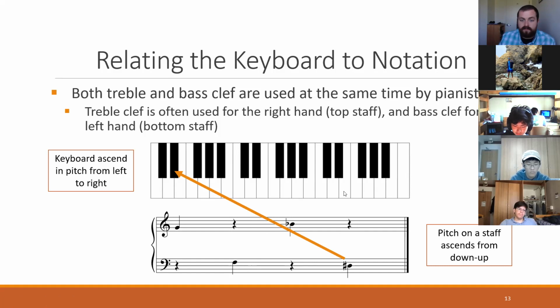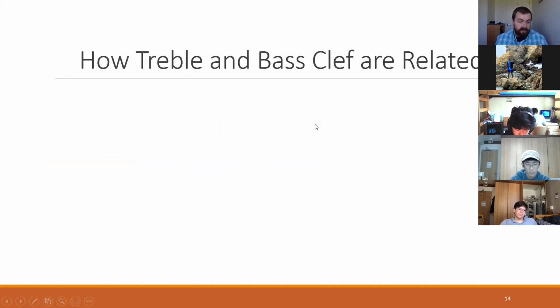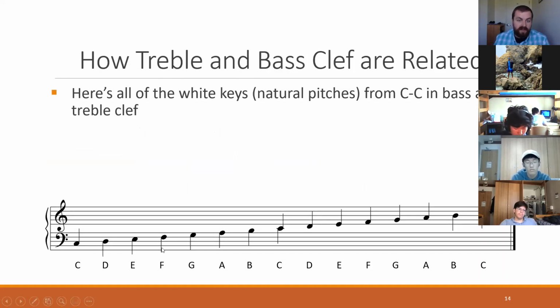Okay, let's go ahead and move on. So let's talk about how treble and bass clef are related, because they're not entirely separate. There is one key place where they overlap. Here are all of the white keys, natural pitches, from C to C in bass and treble.